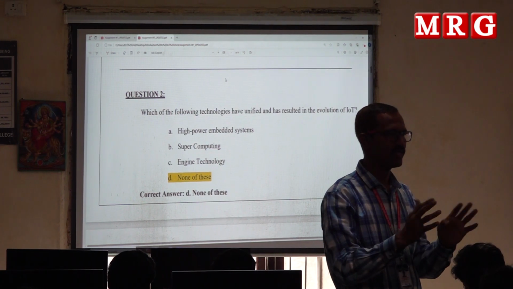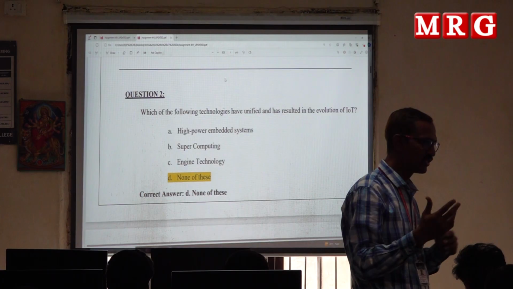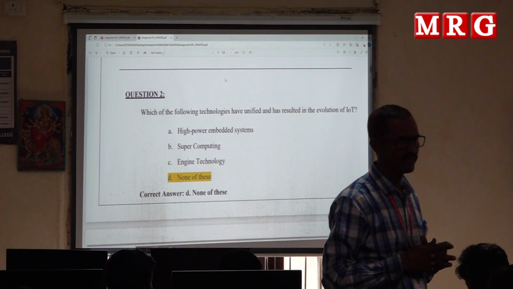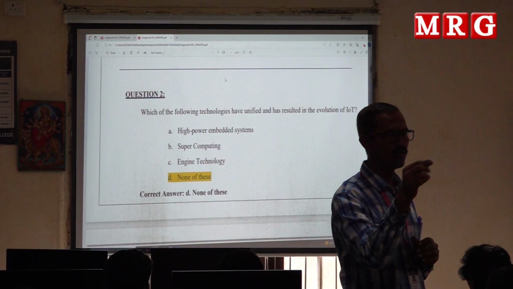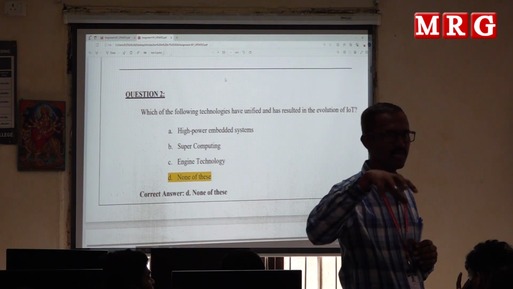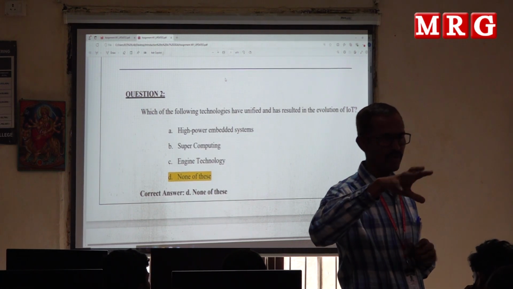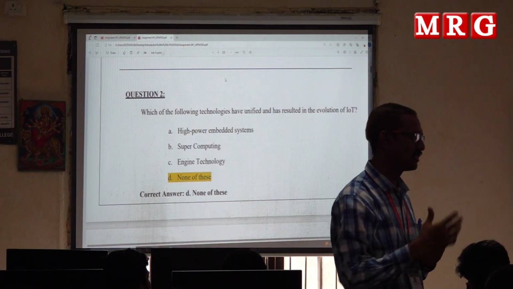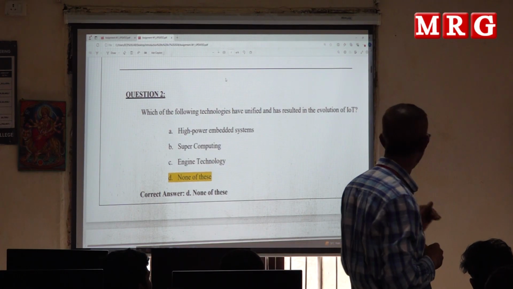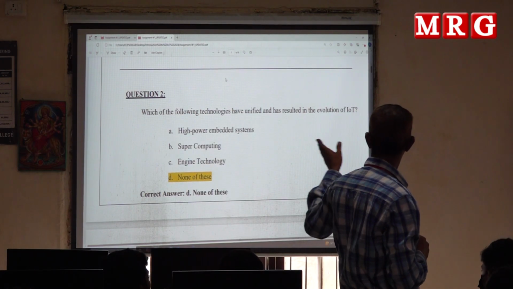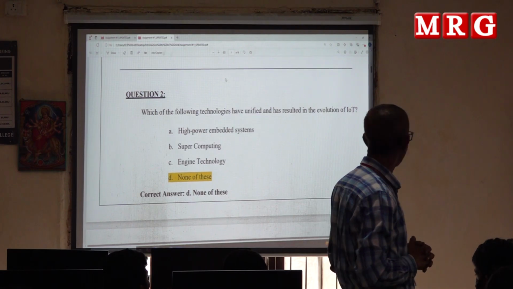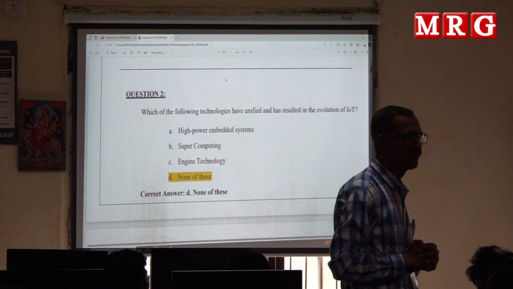Computer network, simply you can say. Don't say router, switch, bridge. All are part of a computer network, so no need to mention router and switch separately. All come under a computer network. We are using that network. So some Wi-Fi technology is required, wireless technology. So here, which of the following technologies have unified and resulted in the evolution of IoT?